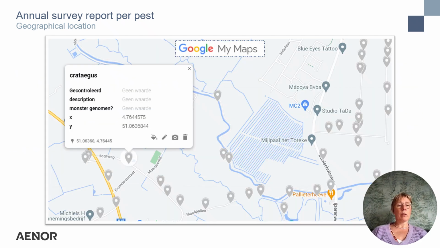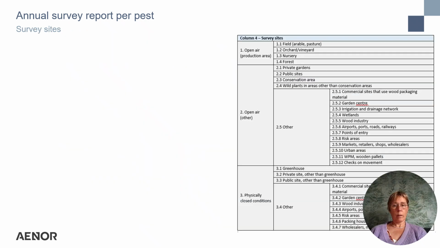Google My Maps or other similar systems can be used to create maps and share them easily with other people. Points can be created with information such as geo-coordinates, plant name, sampled yes or no.